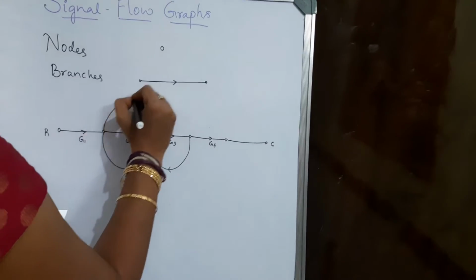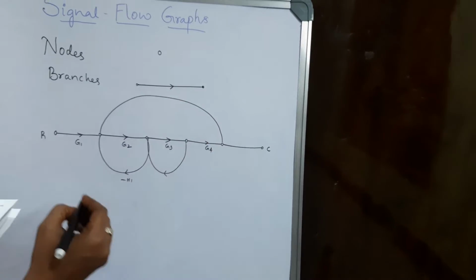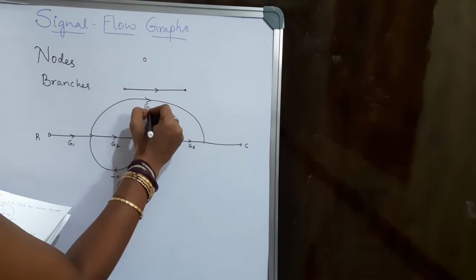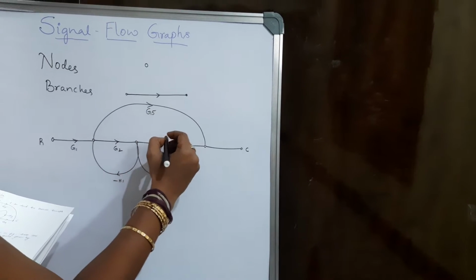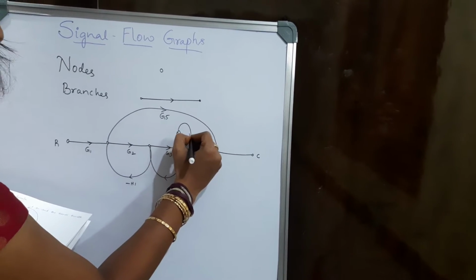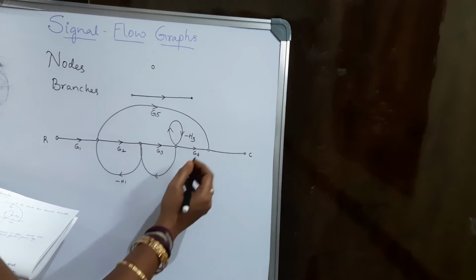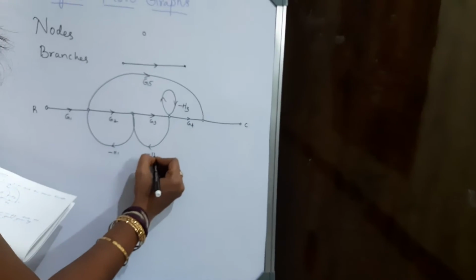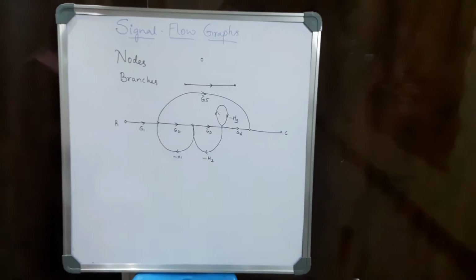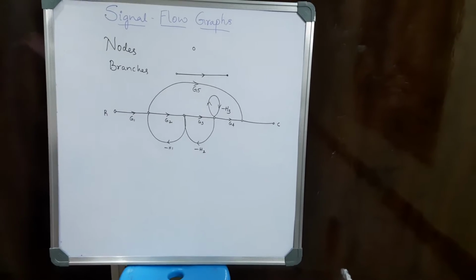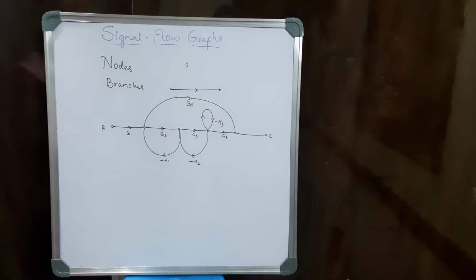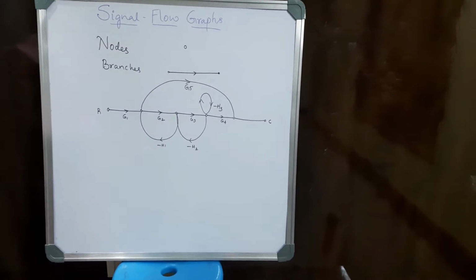Here you can see there is another branch between these two nodes with a gain of G5, and there is another signal which can be represented in this way with a gain of minus H3, this being H2, this being H1. So this is the given problem. With respect to this, we are going to define each term related to signal flow graph.